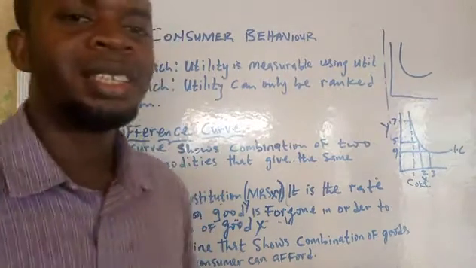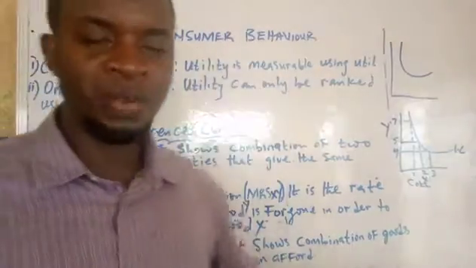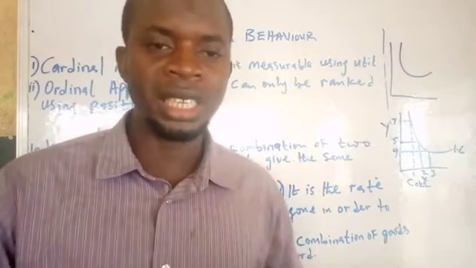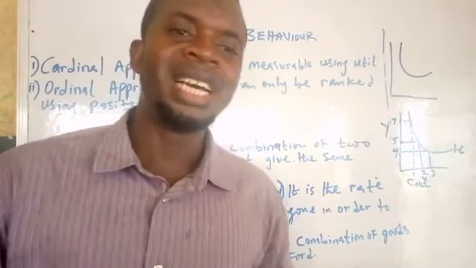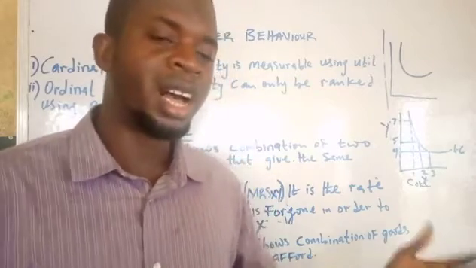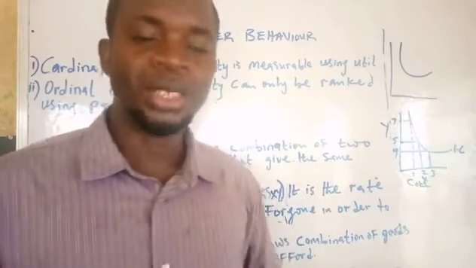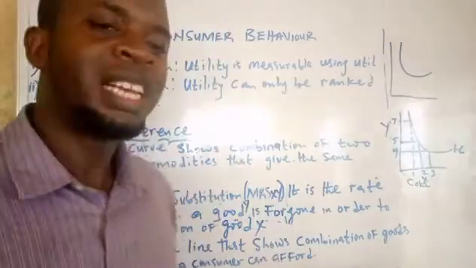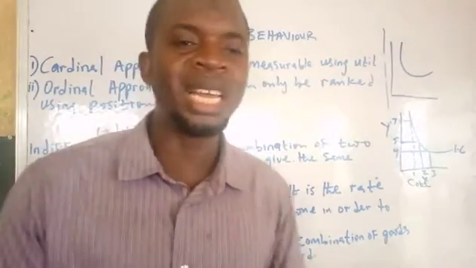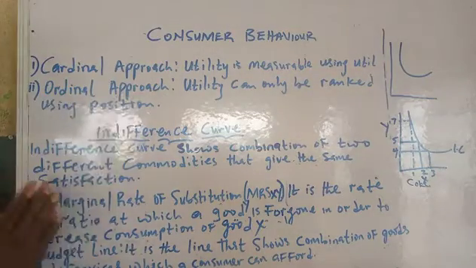Hello class. Now we continue from where we stopped on the topic consumer behavior. In our previous video we've explained the concept of utility, meaning of utility, and even the table to show the relationship between utility, total satisfaction, total utility and marginal utility. Now we are going to be looking at the two approaches to utility. Quickly, we have two approaches which are cardinal approach and ordinal approach.